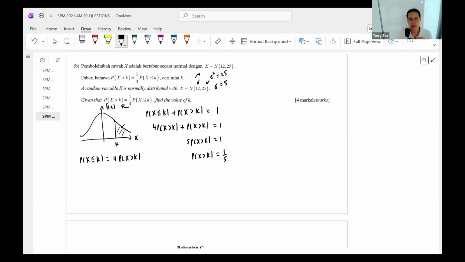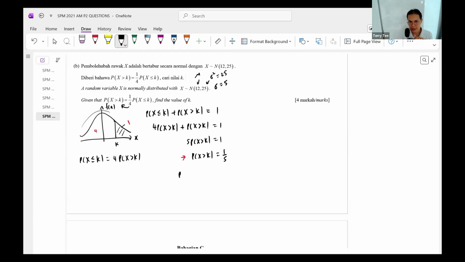Okay, actually you don't have to write so long, guys, because why? They say this part is a quarter of this part. So that means that the ratio is 1:4. This is 1, this is 4. So that means that P(x greater than k) should be 1 over 5, right? Because the whole thing is 5, right? Your total area is 5. So we can actually jump straight to this.